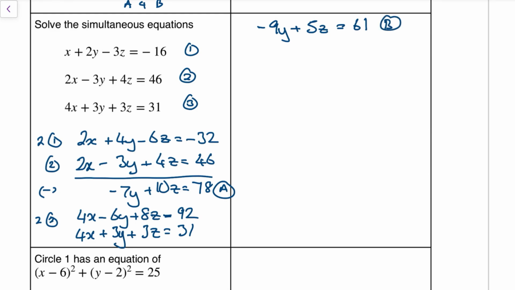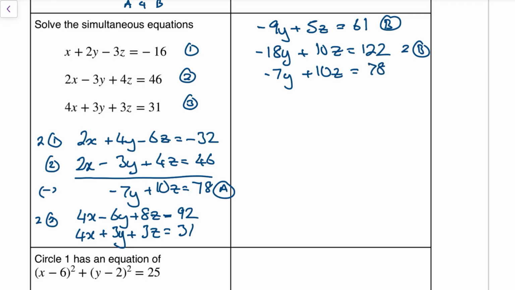Now if I look at my A equation, look at my B equation, one's got 5z, the other one's got 10z, so I'm going to double B, so it's going to give me minus 18y plus 10z equals 122, and that's 2 lots of B. And then I'm just going to write equation A underneath just so it's clear what's going on. So minus 7y plus 10z equals 78. Now, if I get some nice numbers here, I'll be fairly comfortable I've done the right thing. If I don't, well, that's just going to be very annoying, isn't it?